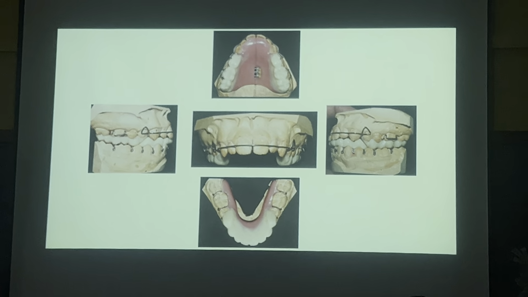Reverse twin block, Rushabh Parekh. The simple case of the reverse twin block: he was 11 years old when he reported, and the chief complaint was a protruding lower jaw. On intraoral examination, maxilla was constricted, bilateral crossbite, anterior crossbite also, mixed dentition having unerupted premolars.